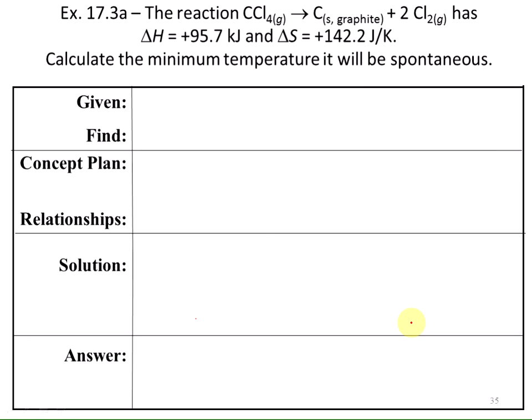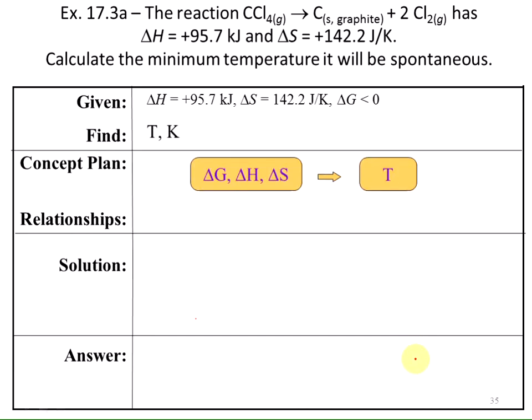So here in this example, we're looking at that same system as before, but now we want to figure out the minimum temperature at which it will be spontaneous. So we still have the delta H and the delta S of the reaction, but for it to be spontaneous, we want a delta G to be less than 0. So we're going to have to find the temperature. Well, I know that the delta G needs to be negative.